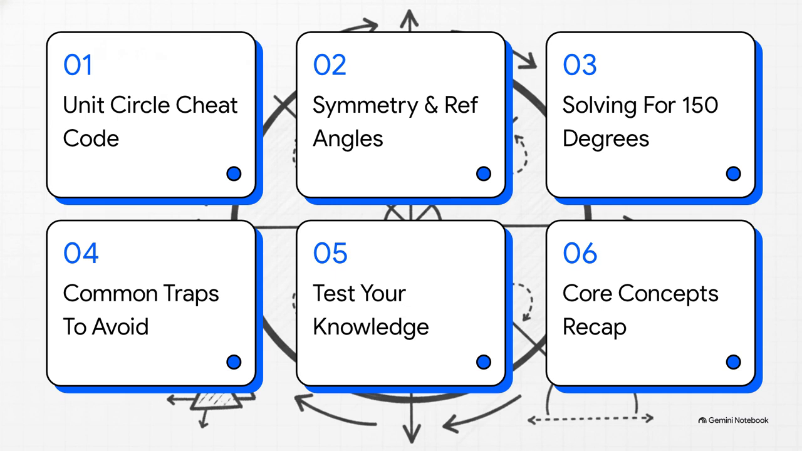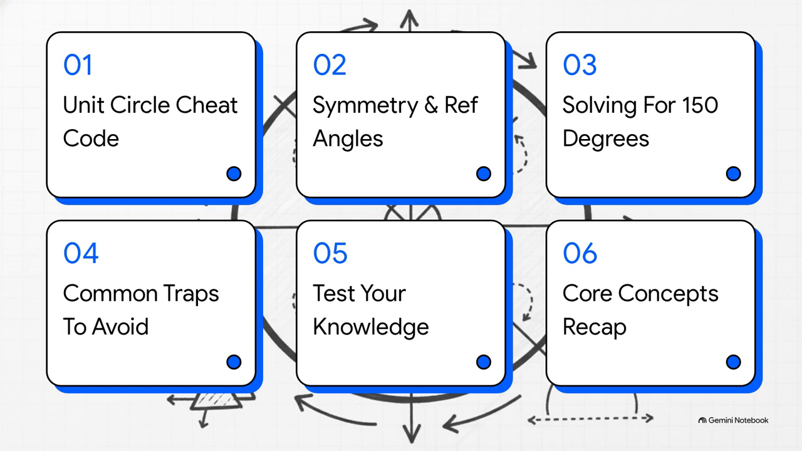Okay, let's quickly map out our agenda for this explainer. First, we'll cover the unit circle cheat code. Then, symmetry and reference angles. Third, solving for 150 degrees. Fourth, we'll look at how to avoid these common traps. After that, we'll test your knowledge and finally do a core concepts recap.